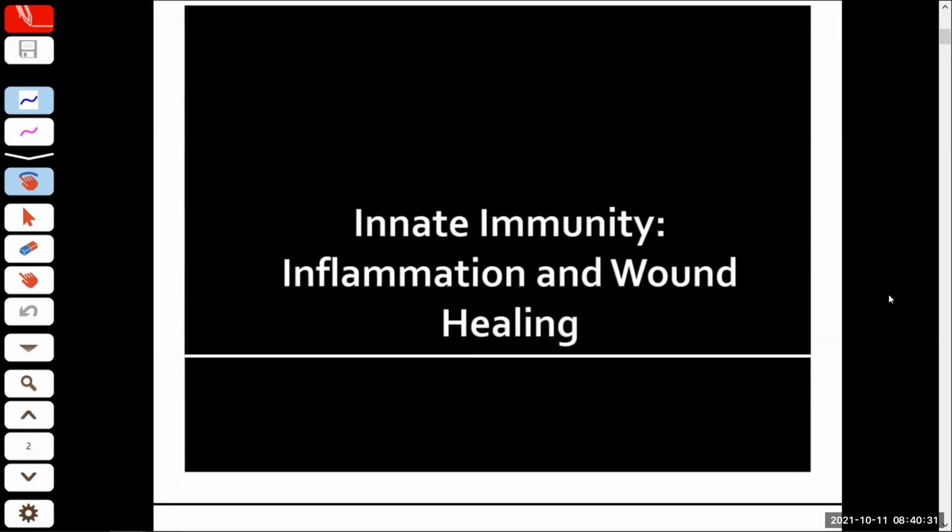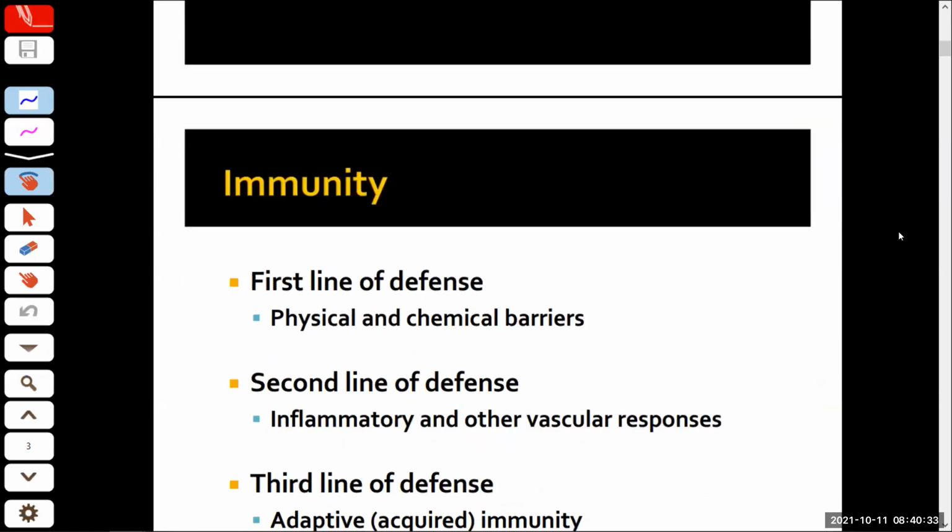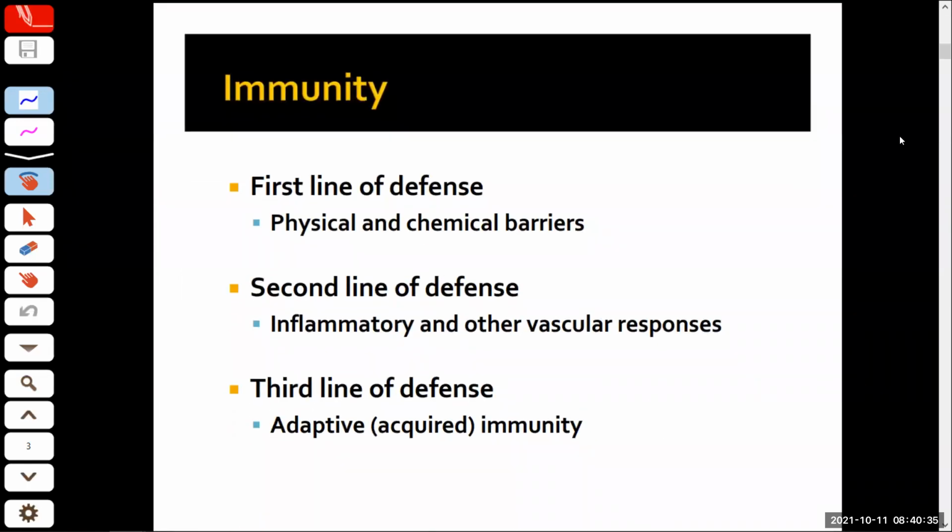So for the immune system, this is more of an overview for the entire lecture. First line of defense, second and third. The second and third lines of defense are the meat and potatoes. This is going to be 98% of your lecture. There's one slide on the first line of defense, that's it. So don't put emphasis on the first line. Second and third is where we're really going to be focusing.